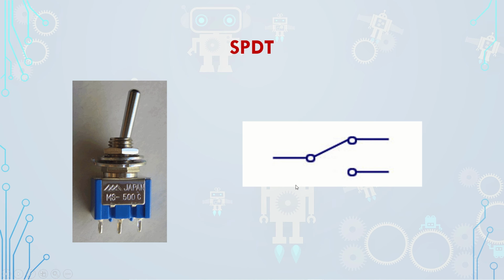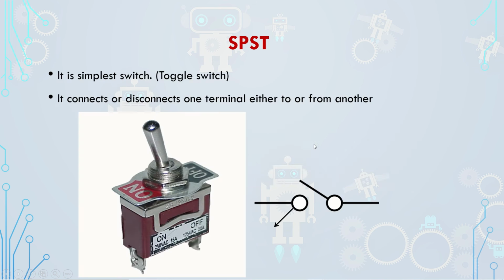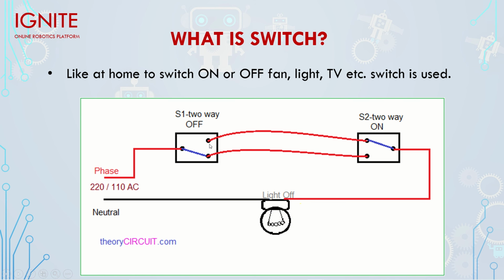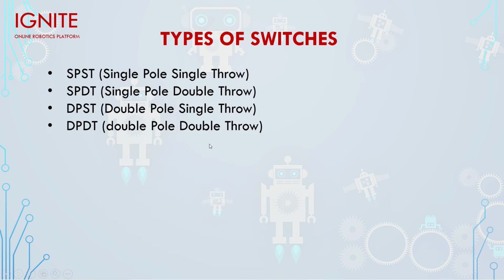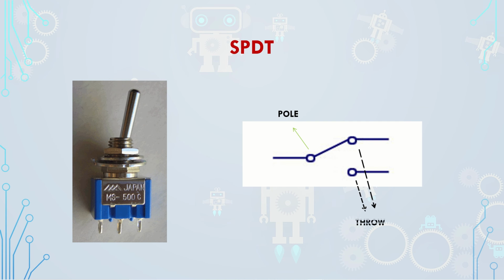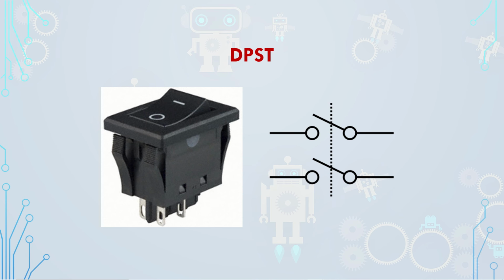The example you can see we have discussed previously. This is the example of SPDT. This switch can throw in two directions, here and here. The same example at home, we generally use this type of SPDT. Then double pole single throw: two poles are there but they can throw in one direction only. It means that they are both connected mechanically.